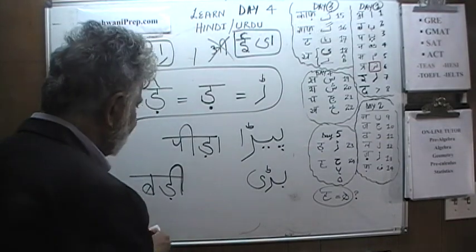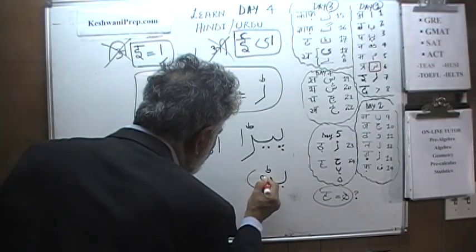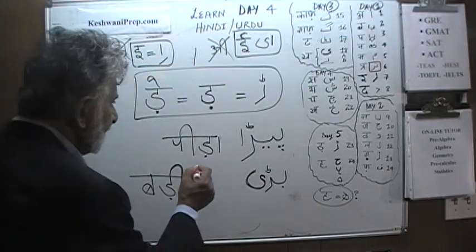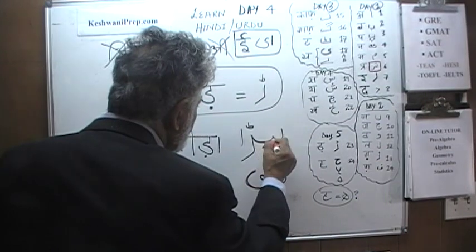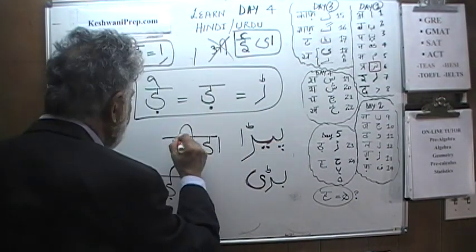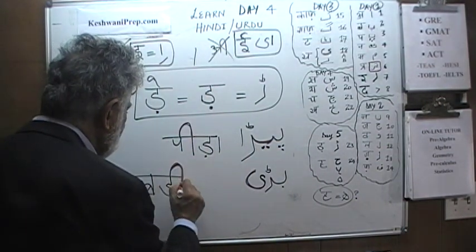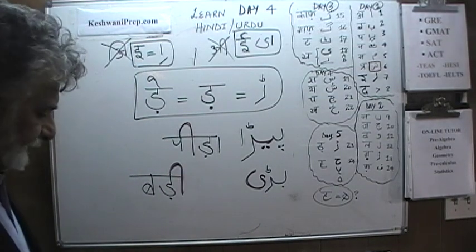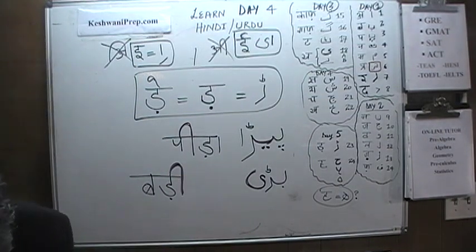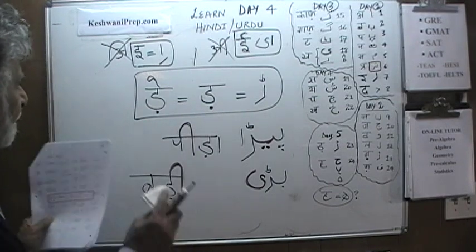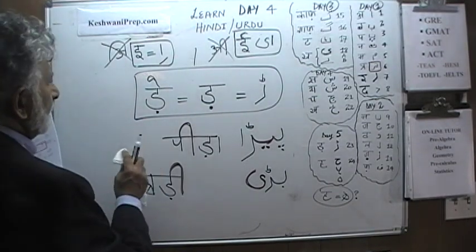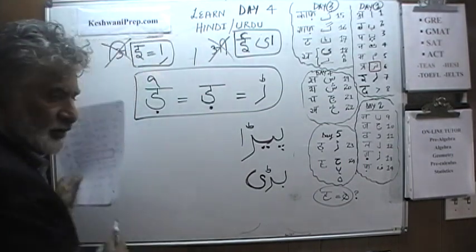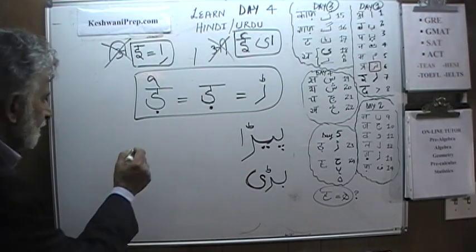If it takes the choti A, it makes a longer E sound. Right here is the choti A. If it takes the choti A, it has to go to the right. The matra, iki matra, has to go to the right. That's bade iki matra. Let's do the next one. Next one is very simple. Should I leave it there or get rid of it? Let's do the next one, shall we? Very, very straightforward.